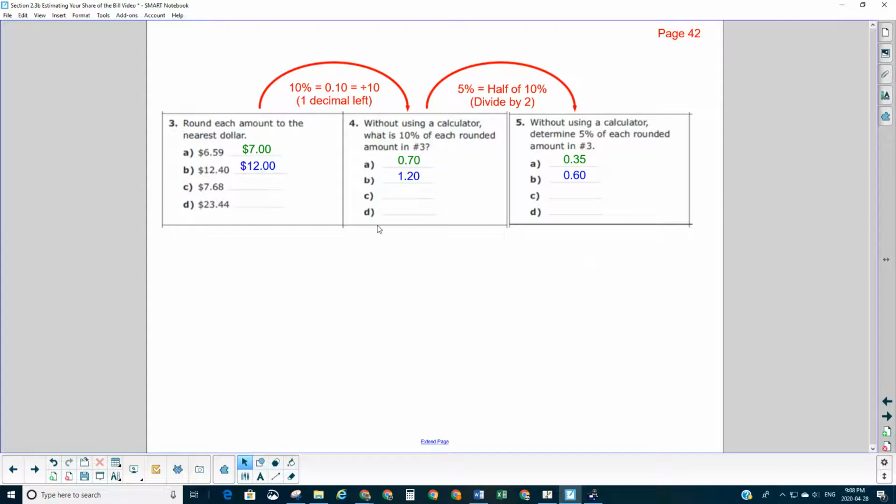Okay, so let's see how you did. $7.68, the 68 cents is closer to $8, so you round up to $8. Divided by 10 or take 10% puts us at 0.8. And half of 80 cents is 40 cents. And then $23.44, the 4 rounds down, and it's closer to $23. Move one decimal place to the left is 2.3 or $2.30. And half of that, well, half of $2 is $1. Half of 30 cents is 15 cents. So that's $1.15.